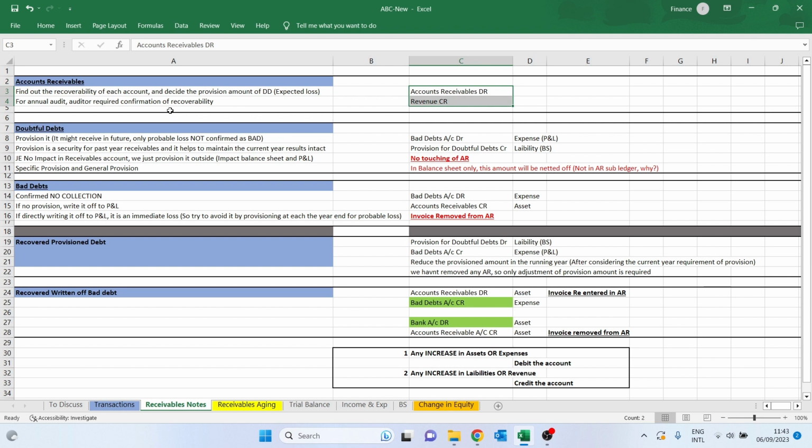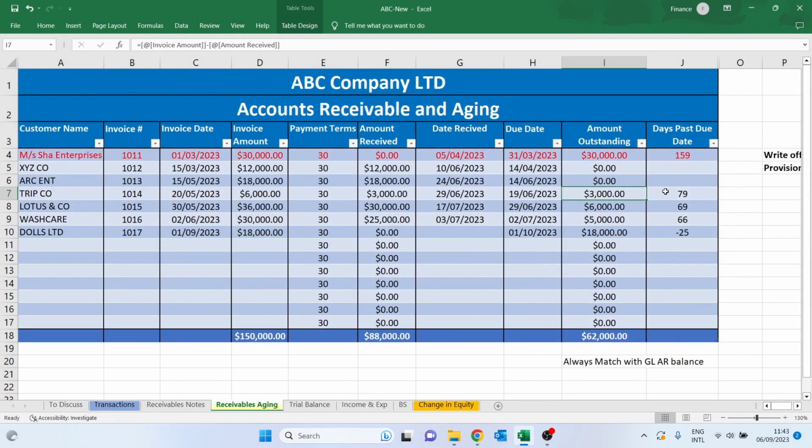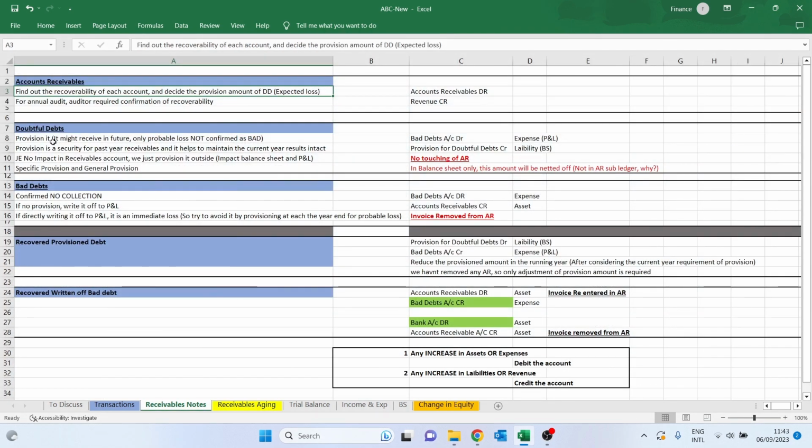While documenting the recoverability of accounts receivable, we found that some of the accounts are suspicious or doubtful in the aging. For example, we identified that this Tripan company is doubtful to collect. In that case, we need to make a provision for it. It may be received in future, but we are not sure. It is not confirmed as bad.